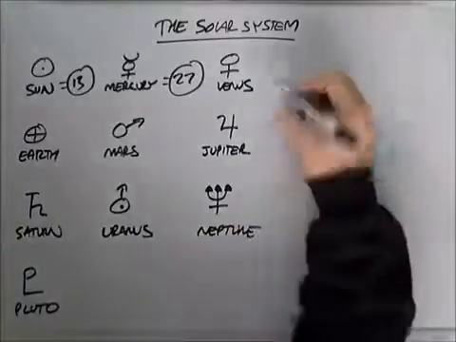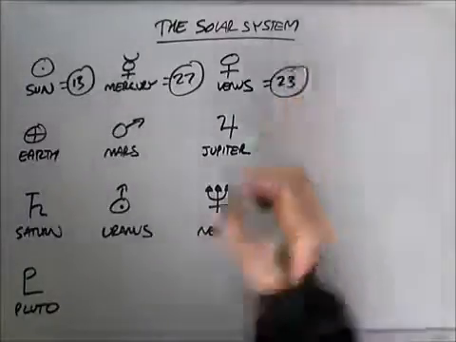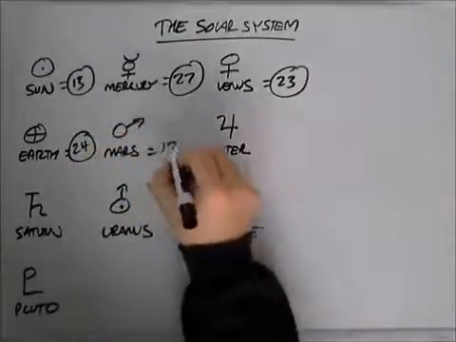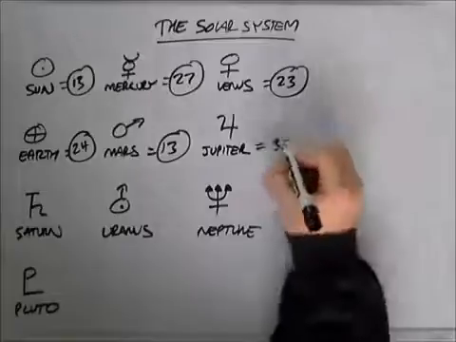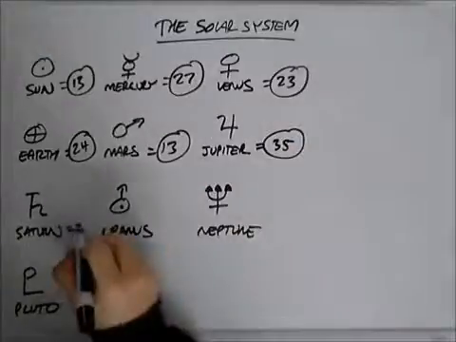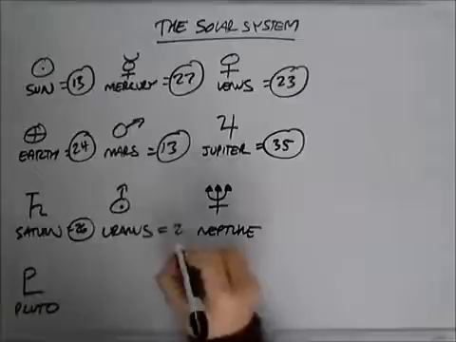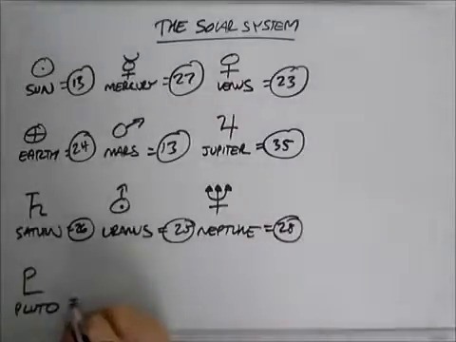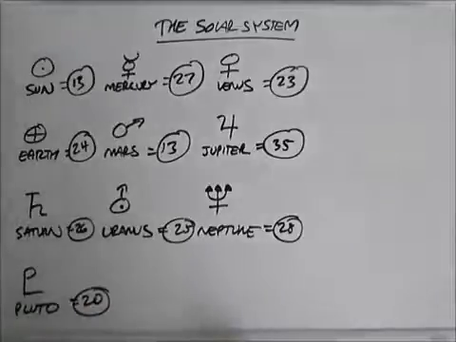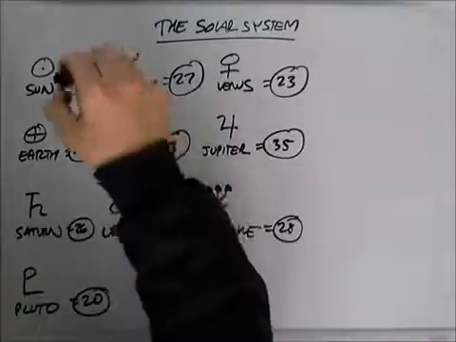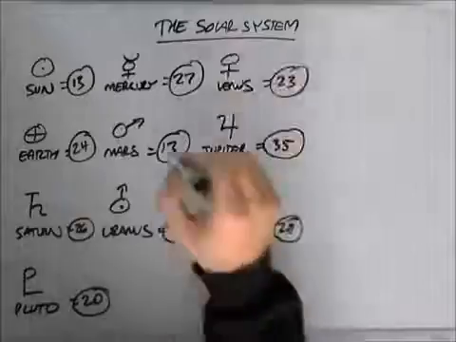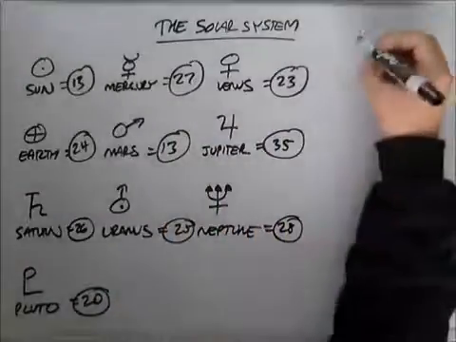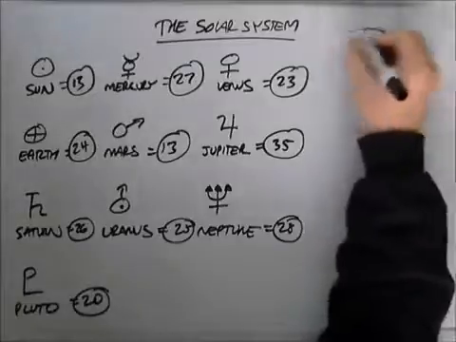So Venus equals 23. Earth equals 24. Mars equals 13. Jupiter equals 35. Saturn equals 26. Uranus equals 25. Neptune equals 28. And then Pluto equals 20. 13 plus 27 plus 23 plus 24 plus 13 plus 35 plus 26 plus 25 plus 28 plus 20 actually gives us the number 234.